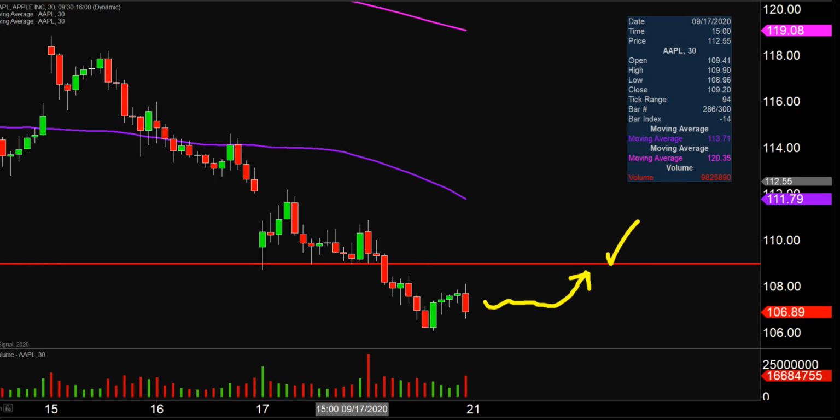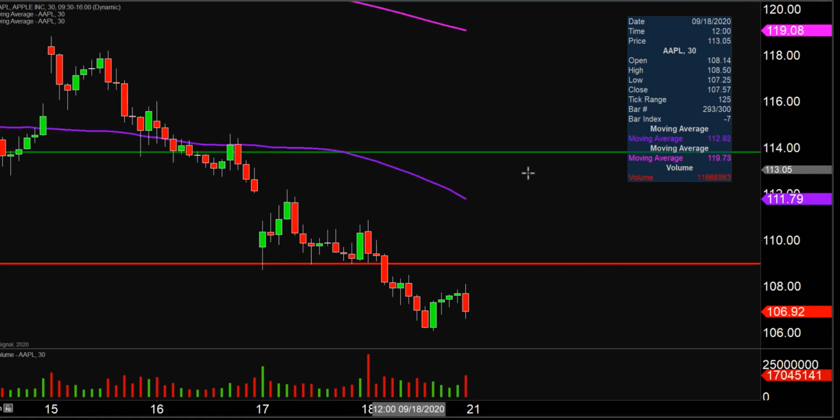Also, just keep in the back of your mind, you have the 50-period moving average up there, that purple line currently valued right around 111.80. But definitely before you get too far ahead of yourself, the price first just needs to break above the 109 mark.